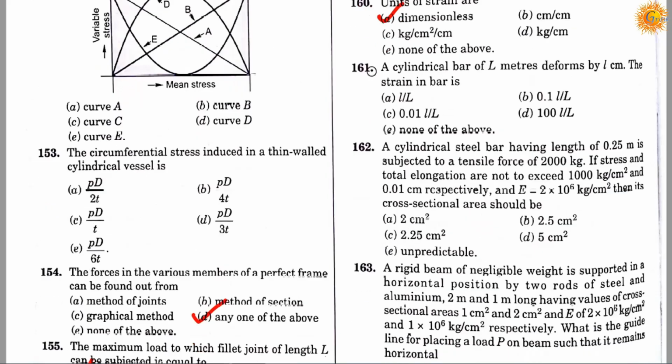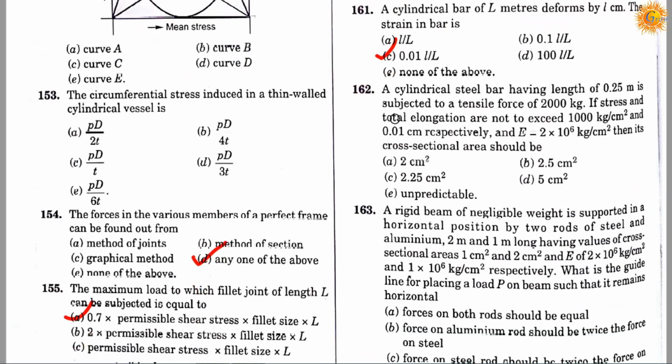Question number 161. A cylindrical bar of capital L meters deforms by small l centimeter. The strain in bar is: option A, small l divided by capital L; option B, 0.1 L divided by capital L; option C, 0.01 L divided by capital L; option D, 100 into L divided by capital L; and option E is none of the above. Correct answer is C, it will be 0.01 L divided by capital L.